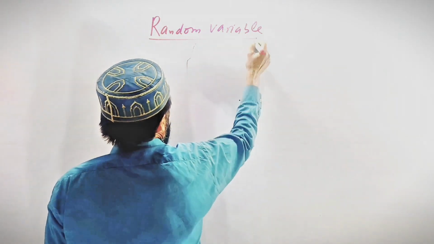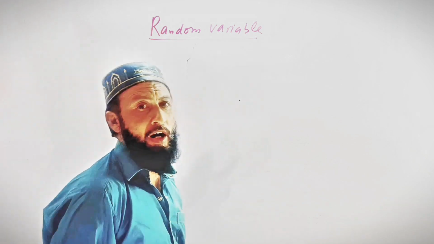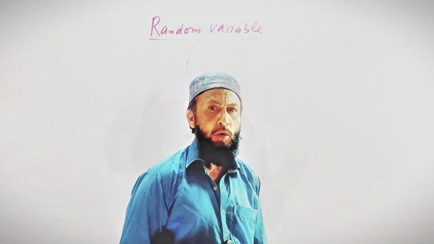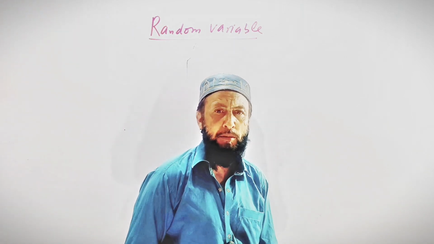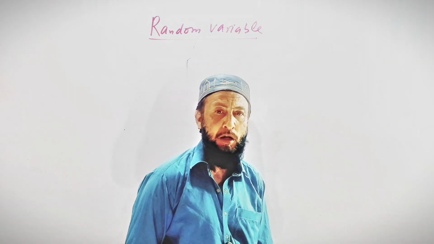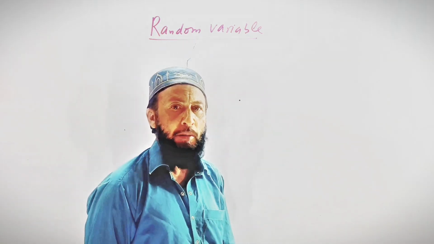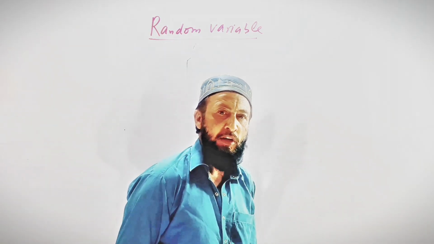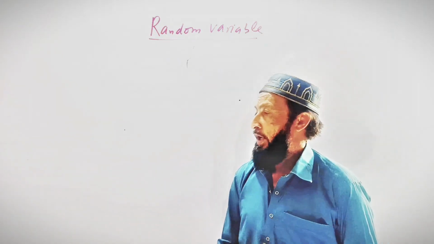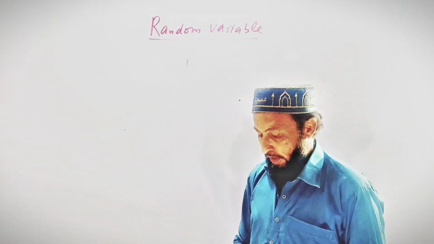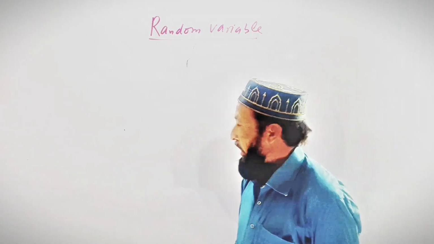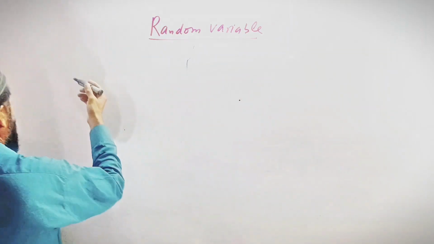What is a random variable? How can we define a random variable? The variable whose values are determined by a random experiment is called a random variable, and a random variable is denoted by capital letters X, Y, Z, and its elements are denoted by small letters x, y, z. For example, we can define it here. So we write here the definition of a random variable.